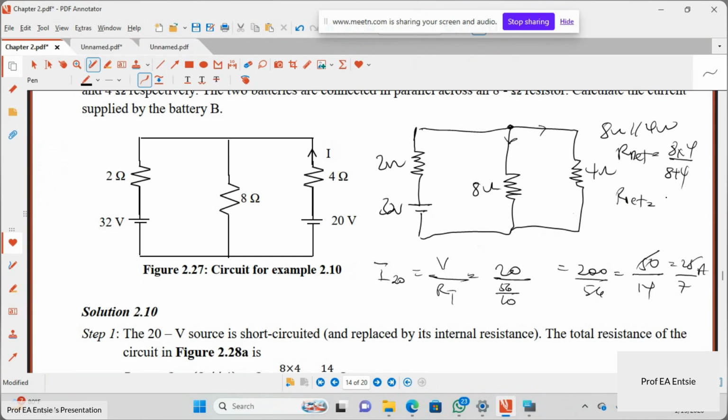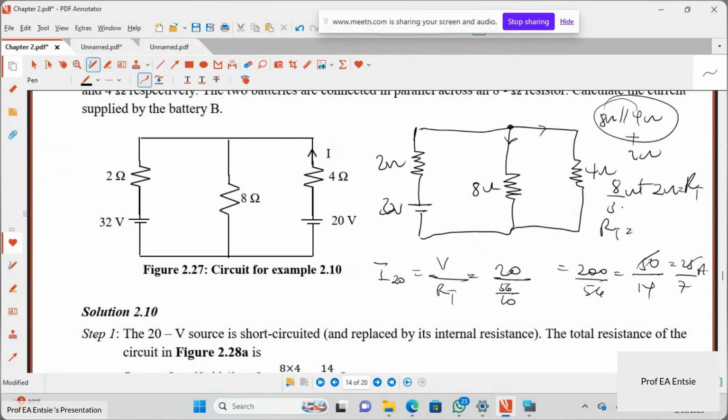And the net resistance will be 32 out of 12. 32 out of 12 is 8 out of what? 3. 8 out of 3 ohms. This 8 out of 3 ohms I have calculated will now be in series. So this parallel combination is in series with the 2 ohms. So it means 8 out of 3 ohms, which is coming from the net resistance of this, plus 2 ohms will be the total resistance, RT. So RT will be 14 out of 3 ohms.